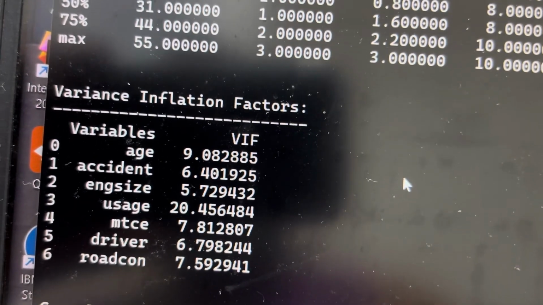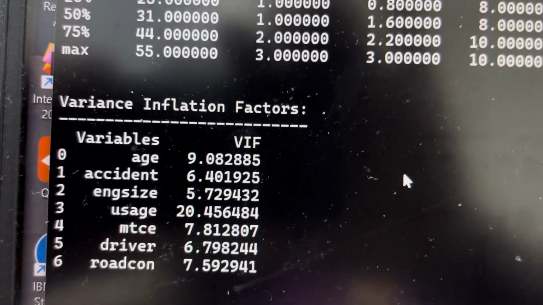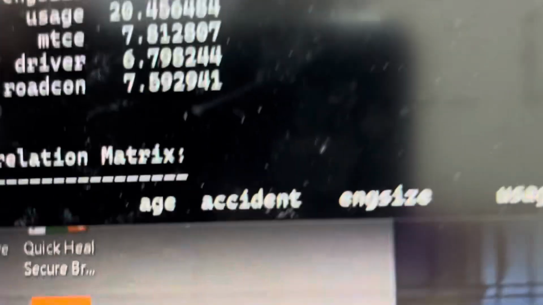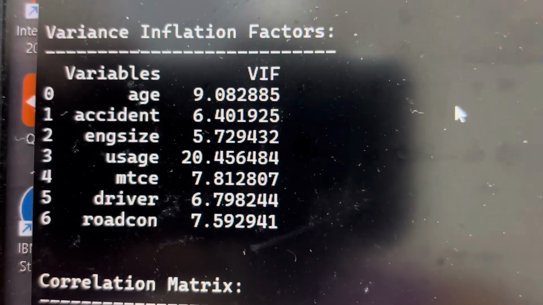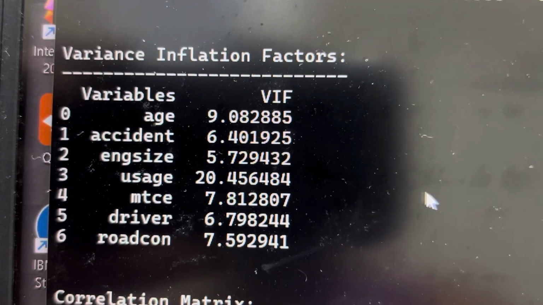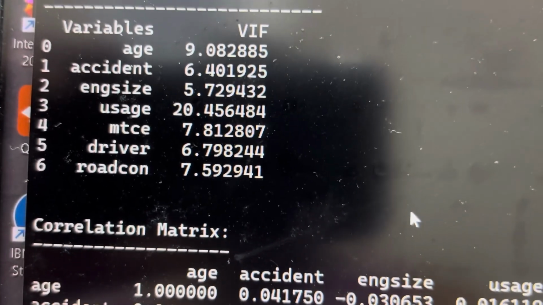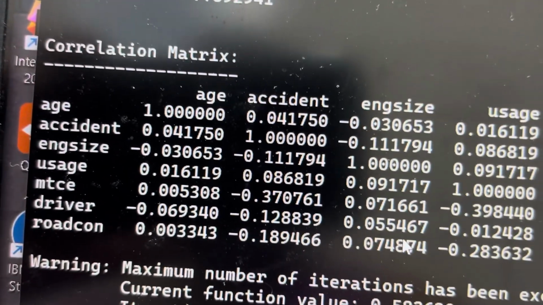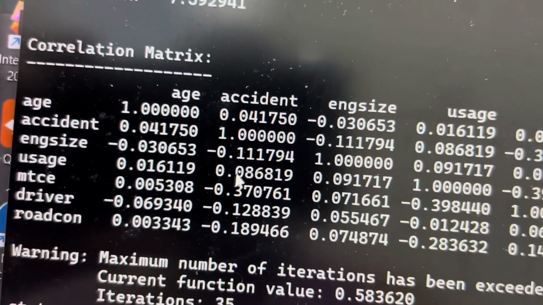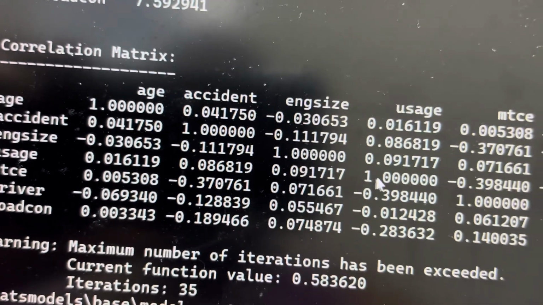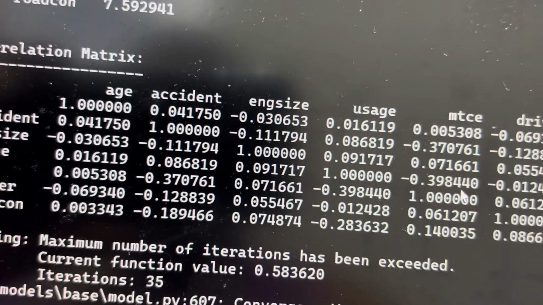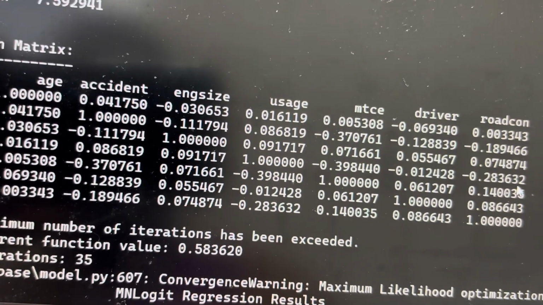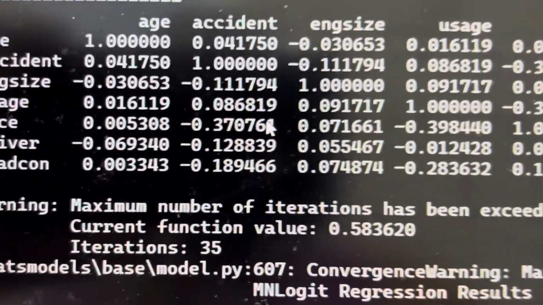Now, this is the variance inflation factor, showing that usage, in this case with 20.4, is highly correlated. It means that they resemble each other so much. And then you have the correlation matrix here. If you look at usage, you can see that it is highly correlated with maintenance and with road condition.